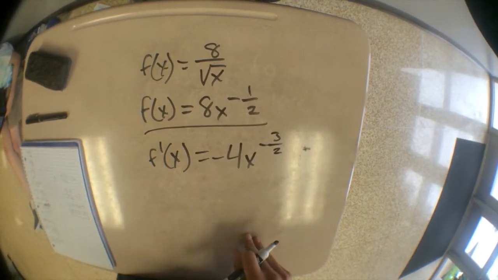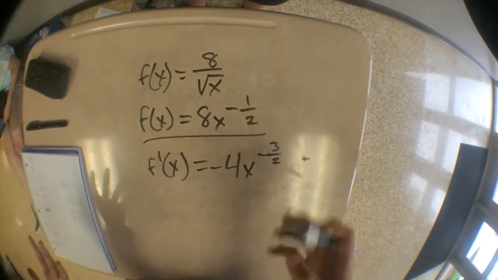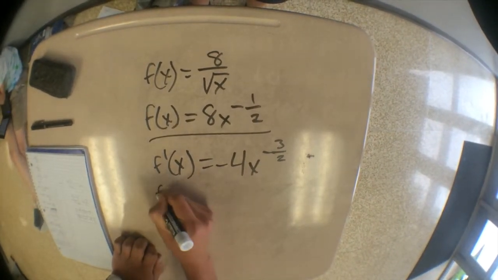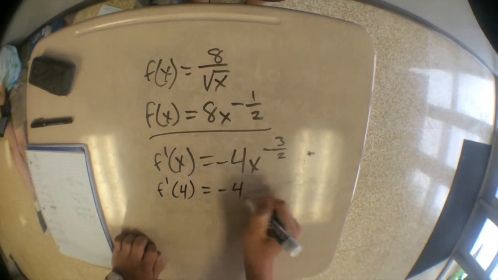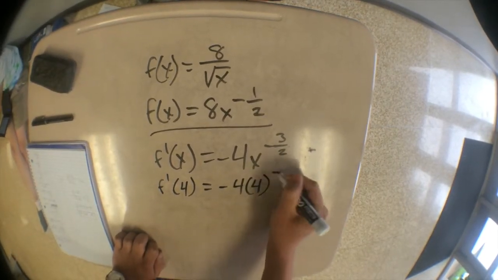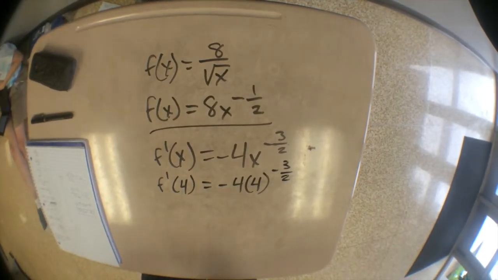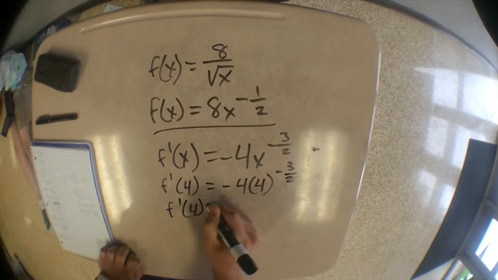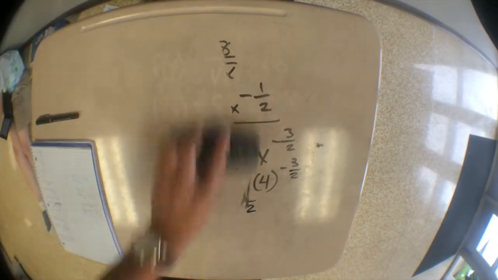Alright, now that we have that, let's plug in our x value, since it is at the point x equals 4. So f prime 4 equals negative 4 times 4 to the negative 3/2. And after some math processes, we're just going to say that f prime 4 is equal to negative 1/2. Bam, magic.